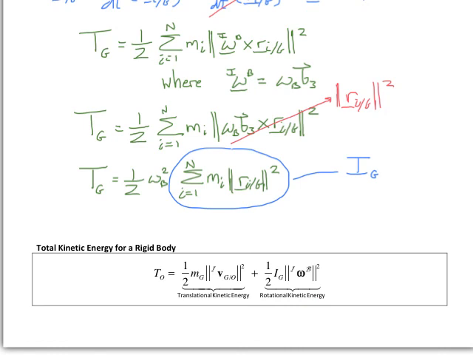Now it's very important here to point out that the velocity of the center of mass with respect to the inertial of the center of mass must be observed in the inertial reference frame, as well as the angular velocity of the rigid body must be observed in the inertial reference frame for this to be true.